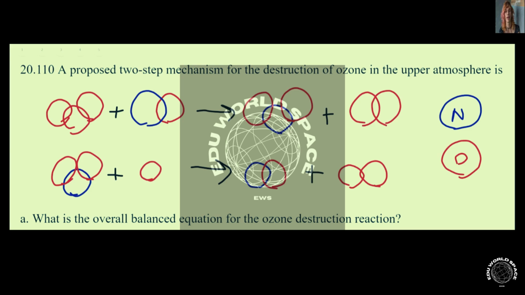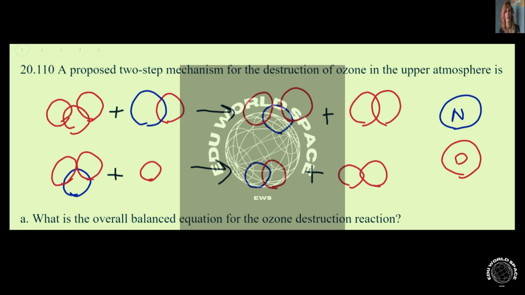So in this video, we're going to work through question 110 from chapter 20, which says a proposed two-step mechanism for the destruction of ozone in the upper atmosphere is given below. So right here, where the red atoms are oxygen and the blue atoms are nitrogen. And then in question A, we're asked, what is the overall balanced equation for the ozone destruction reaction?